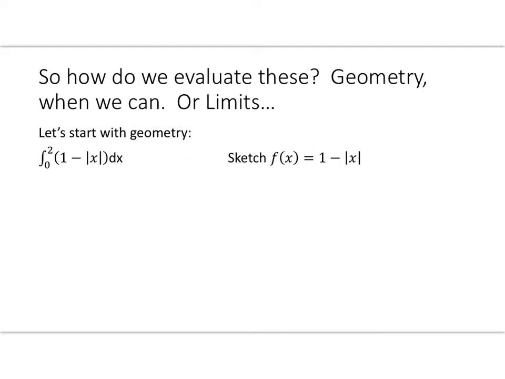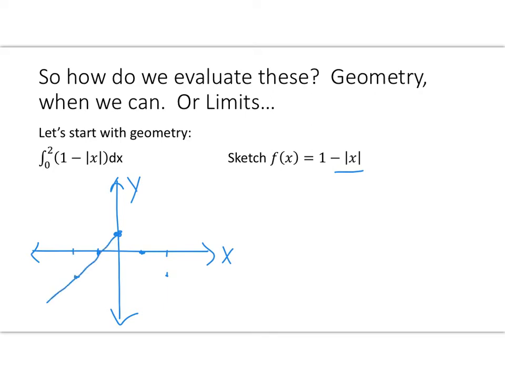So I have the integral from 0 to 2 of 1 minus the absolute value of x dx. And we want to sketch by starting f of x equals 1 minus the absolute value of x. So here are my x and y axes. This is an upside down absolute value that's been shifted up 1. So it shifts up 1. At 1 it will be at 0. At 2 it will be at negative 1. At negative 1 it will be at 0. At negative 2 it will be at negative 1. So here's my graph.